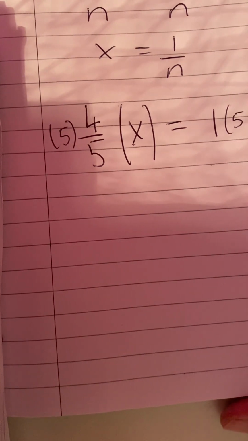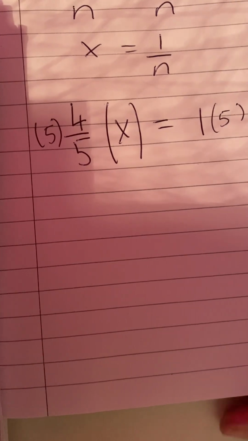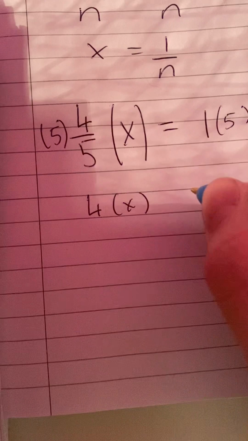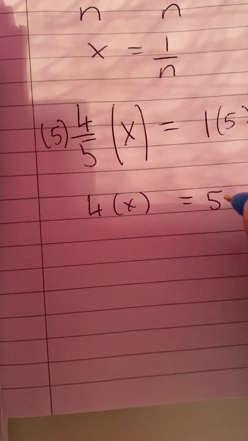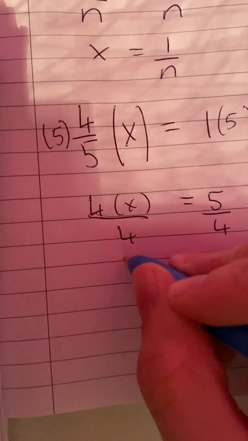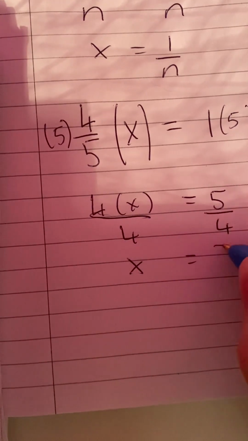So what I'm going to do is rearrange this so that it's equal to x and find what the reciprocal would be. So I'm going to times both sides by 5. So timesing both sides by 5, I get that 4 times x is equal to 5. And then dividing both sides by 4, I get that x is equal to 5/4.